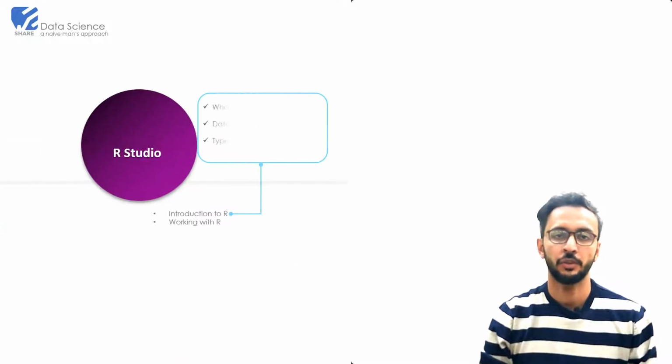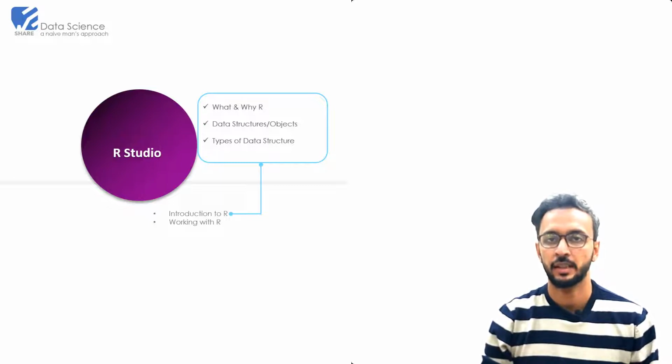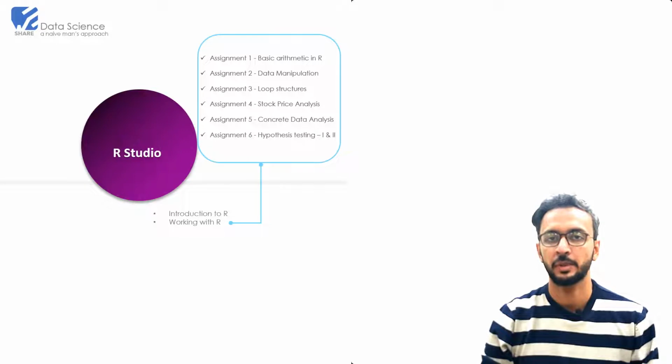In this module we were introduced to R. Here we learned about R and the reasons for using it. Then we talked about concepts such as data structures and types of data structures and so on. And then in the next section we did assignments in R. So we did a total of 6 assignments in this section, and with this we wrapped up our second module.